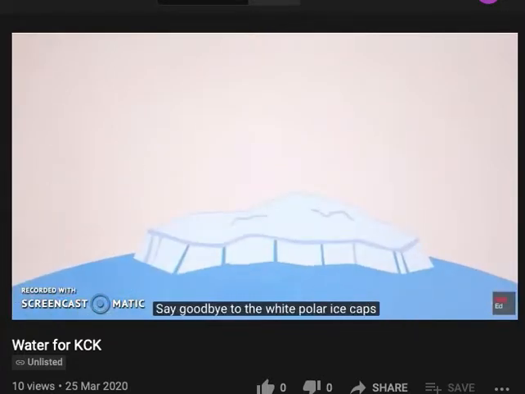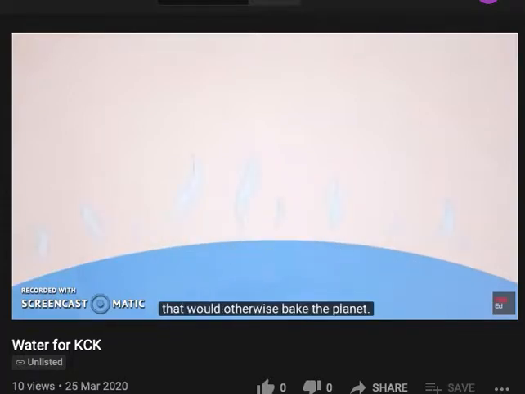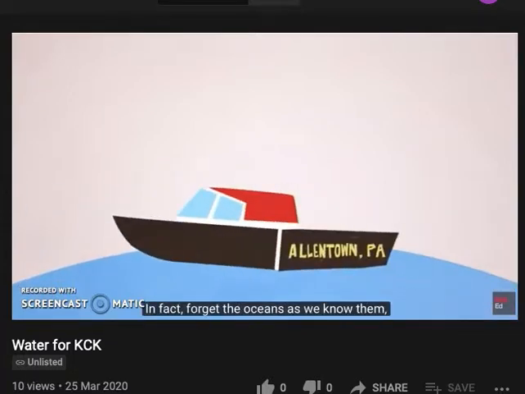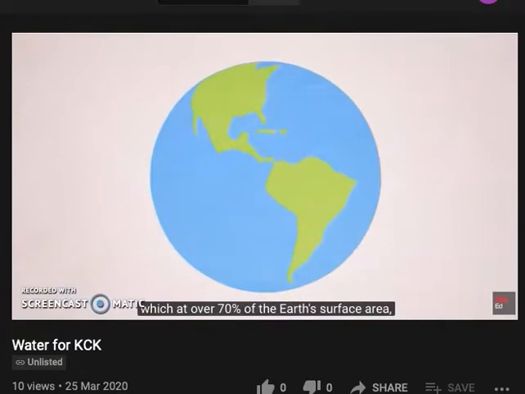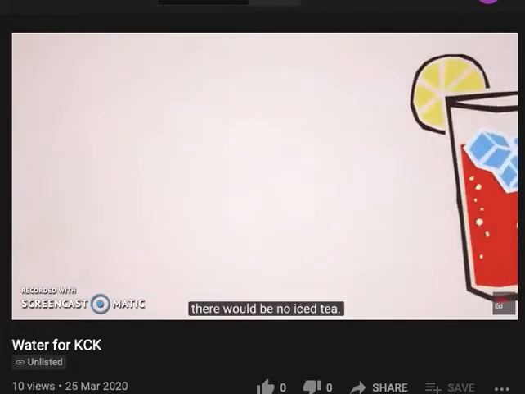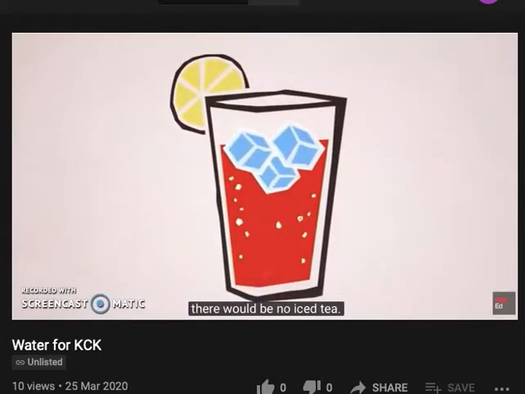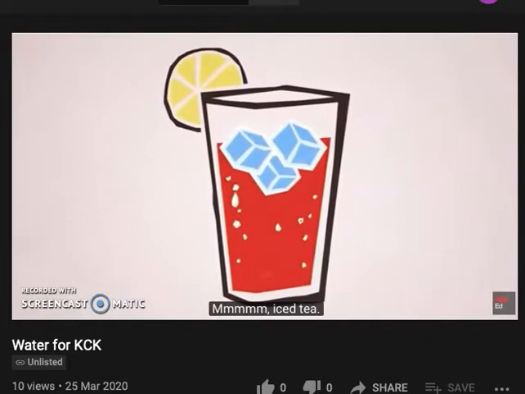Say goodbye to the white polar ice caps reflecting sunlight that would otherwise bake the planet. In fact, forget the oceans as we know them, which at over 70% of the Earth's surface area regulate the atmosphere of the whole planet. But worst of all, there would be no iced tea. Iced tea.